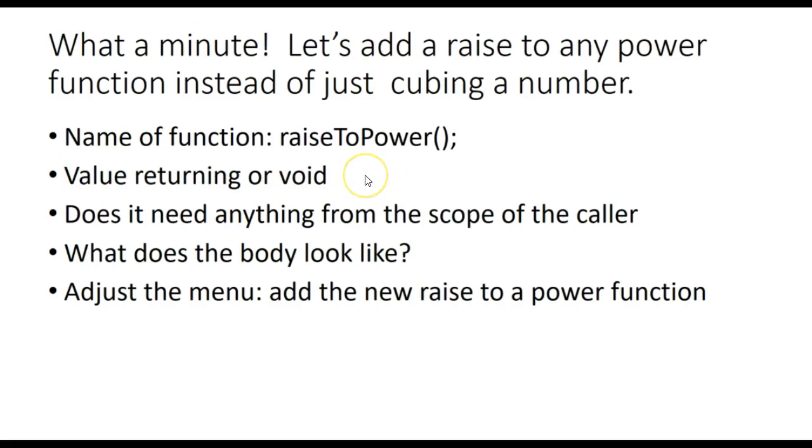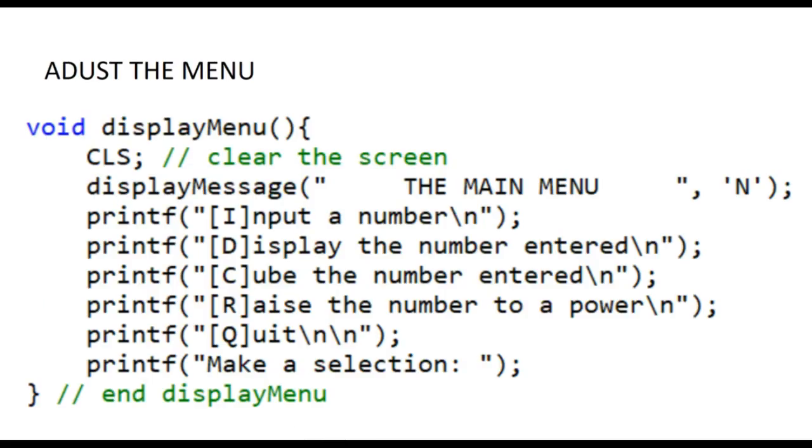Would this be a value or void function? In our case, we're going to probably call it void because we don't really need to return the result. But if we did, it would be a value returning. Does it need anything to function or to do its work? Hopefully you're going to say it does. And then what does the body look like? Once we write this, we're going to probably have to adjust the menu and add this to the menu and probably add it to the switch. So what does the body look like? And again, if we're in on-site class, we're going to have a discussion about this.